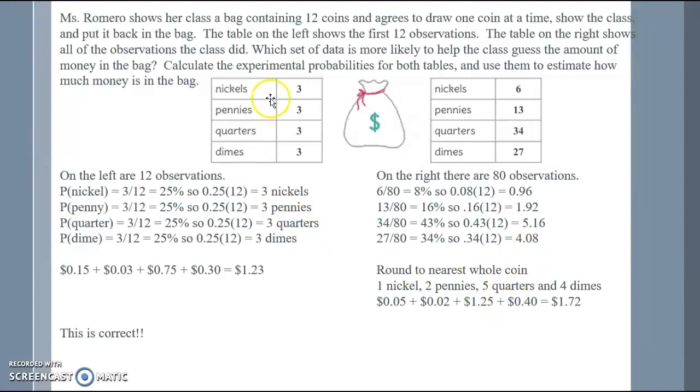So notice that based on more observations here, we're increasing the accuracy of our estimate by increasing the number of our observations.